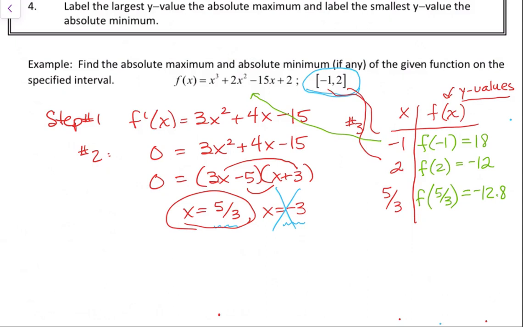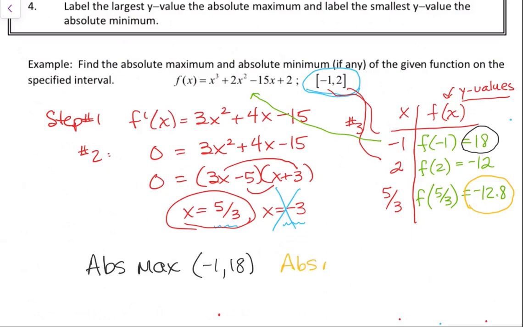So now that I have all of my y values, I can classify the absolute max and the absolute min. So my absolute max is going to be the y value that's the largest, so that's this one here. And my minimum is going to be the y value that's the smallest, which is that one there. So I can write out that the absolute max for this function on that interval is at -1, 18. And I know that the absolute min for this function on that interval occurs at 5/3, -12.8.